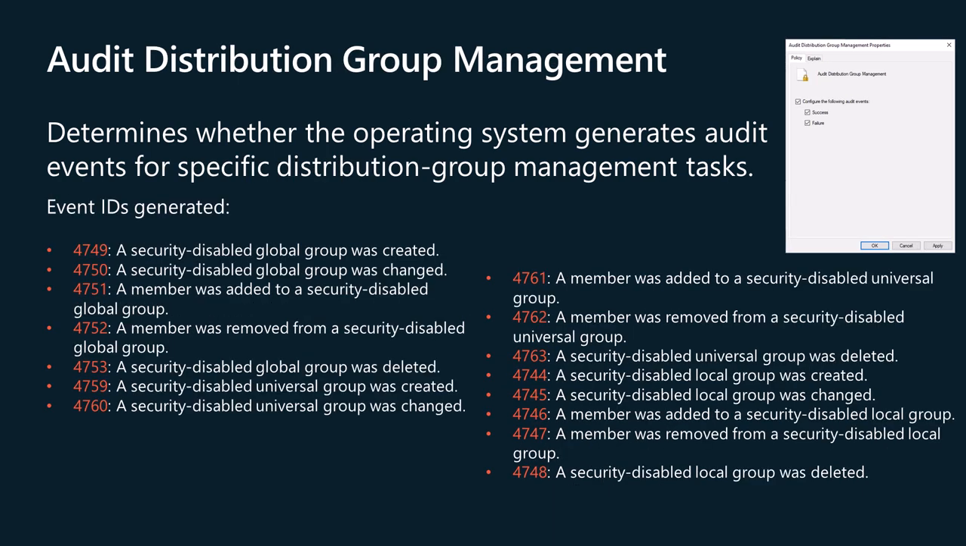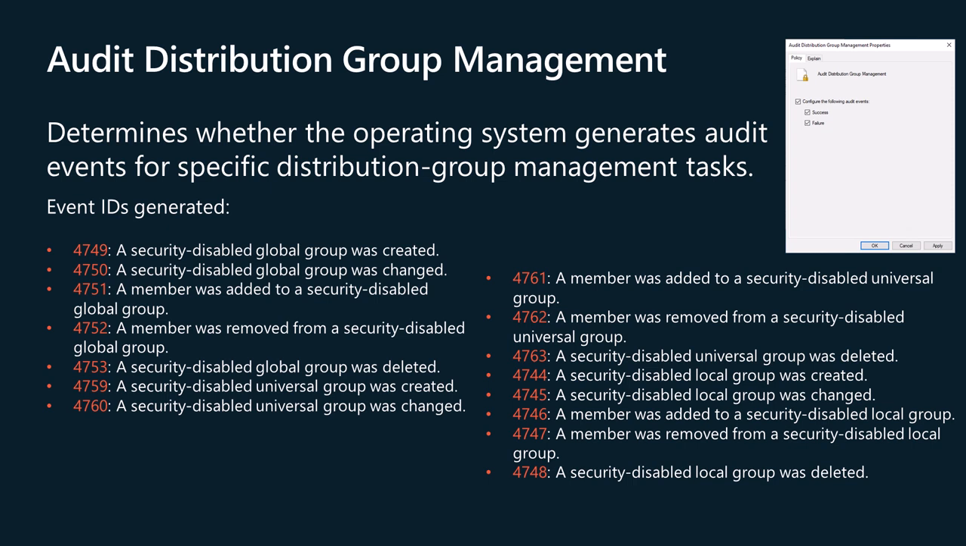The audit distribution group management policy determines whether the operating system generates audit events for specific distribution group management tasks. Typically, actions related to distribution groups have low security relevance, and it is much more important to monitor security group changes. However, if you want to monitor for critical distribution group changes, such as if a member was added to an internal critical distribution group, such as a DL for executives or a football tipping distro list, you need to enable this subcategory for success auditing.